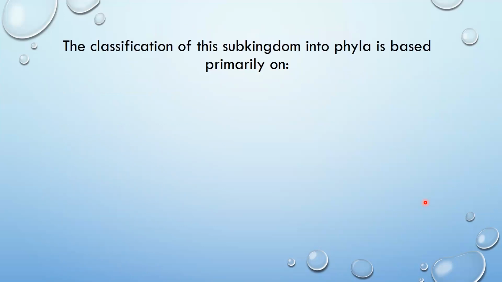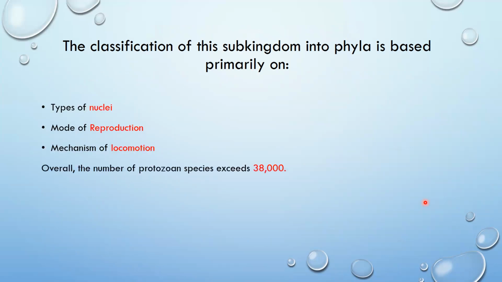So the classification of the subkingdom into the phyla is based on the types of nuclei, mode of reproduction, and mechanism of locomotion, and overall the members of the protozoan species exceed 38,000. These are the 3 bases on which the subkingdom is divided into 7 phyla.